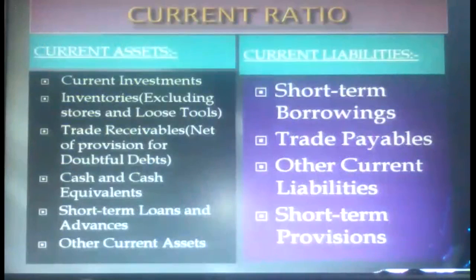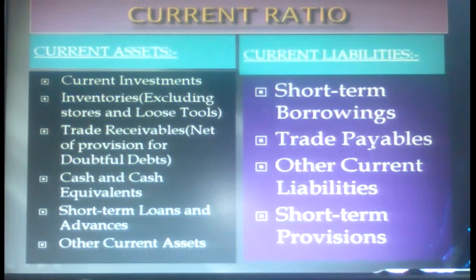Before going further in the current ratio, you should know what items are available in current assets. Keep it in your mind: current investments, inventories, which exclude stores and loose tools, then trade receivables, net of provision for doubtful debts, so you have to deduct the provision for doubtful debts. Then cash and cash equivalents, short-term loans and advances, and other current assets.